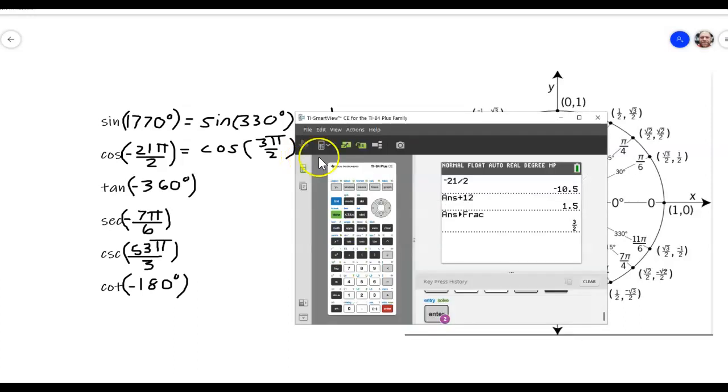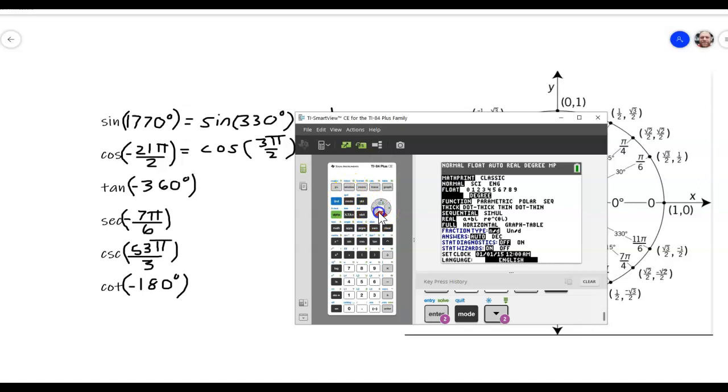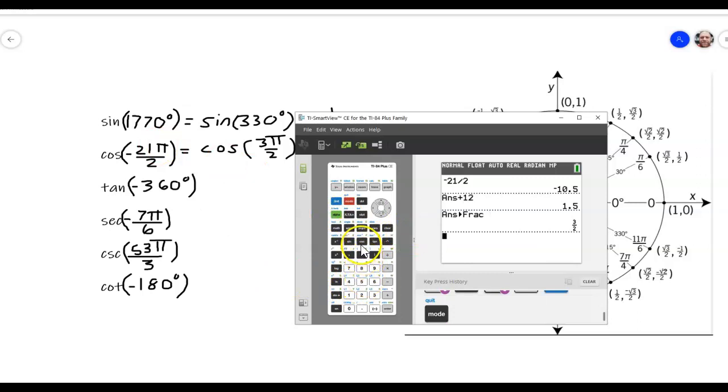Let's check this one in our calculator as well. We have to change this back to radians. Then I'm going to do the cosine of negative 21 pi divided by 2. And notice this is negative 1 E to the negative 13, which means you move the decimal place 13 to the left, a number really close to 0. That's just an error from our calculator, but this really means 0.